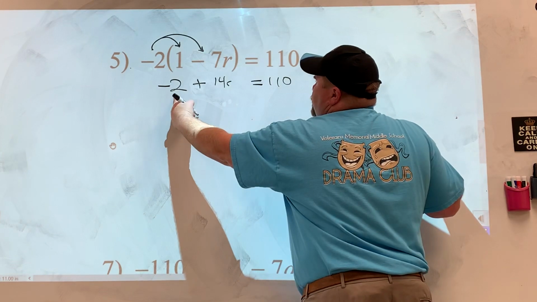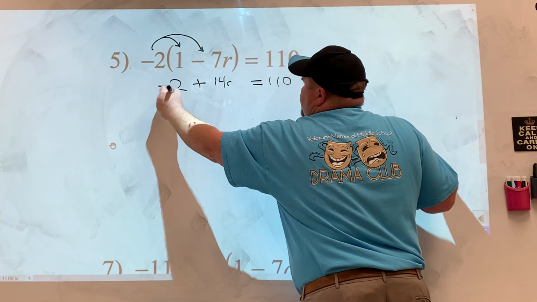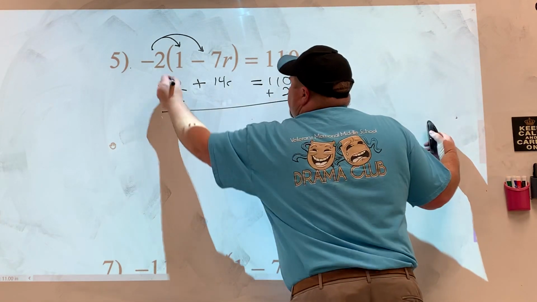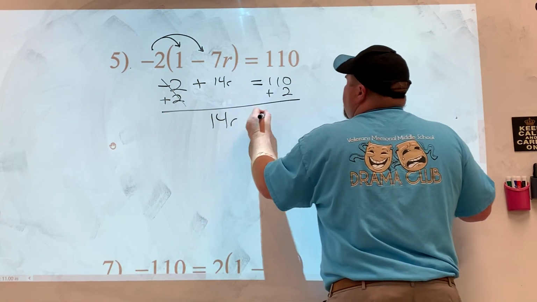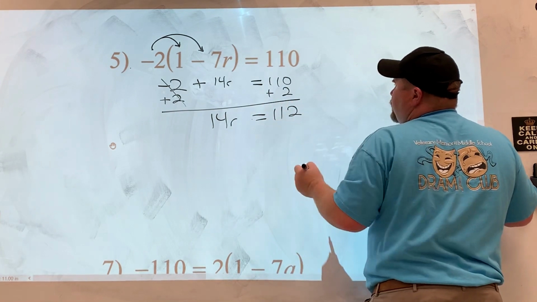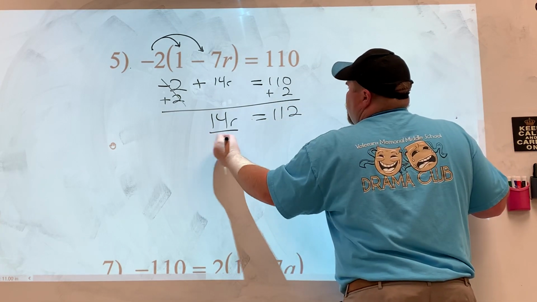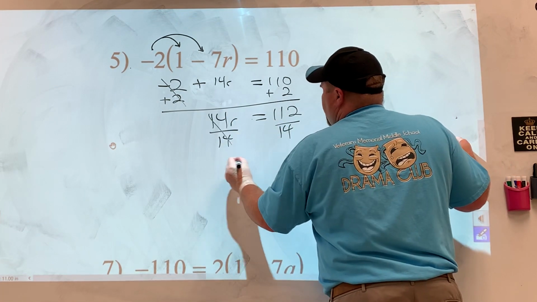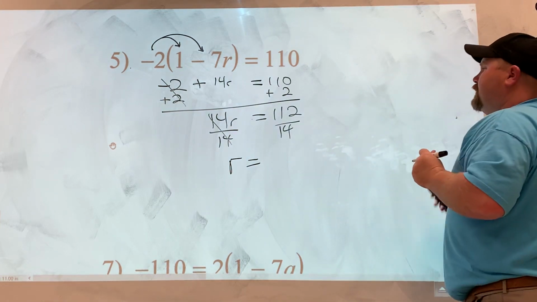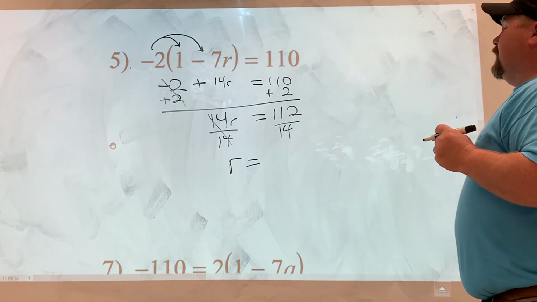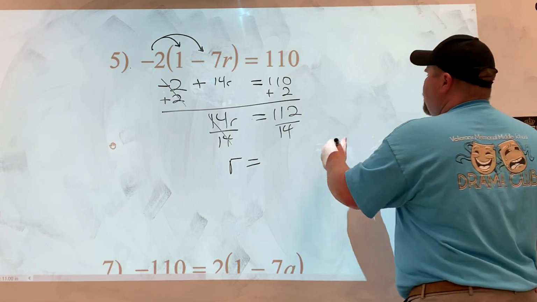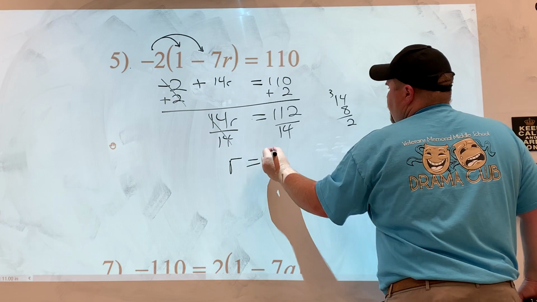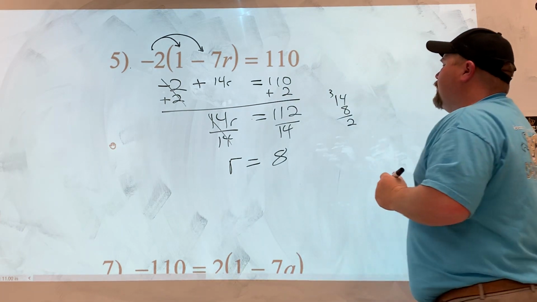The next step is to eliminate the -2. The opposite of -2 is to add 2. We do that on both sides. They cancel, we're left with 14R equals 112. Divide by 14, divide by 14. They cancel, you're left with R. And 14 into 112, what is that? 8, I believe. All right, that is 8. So R equals 8.